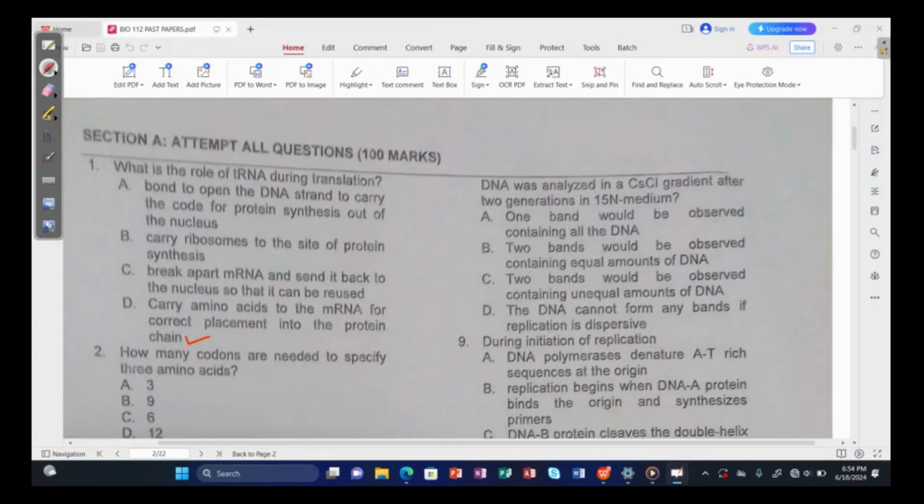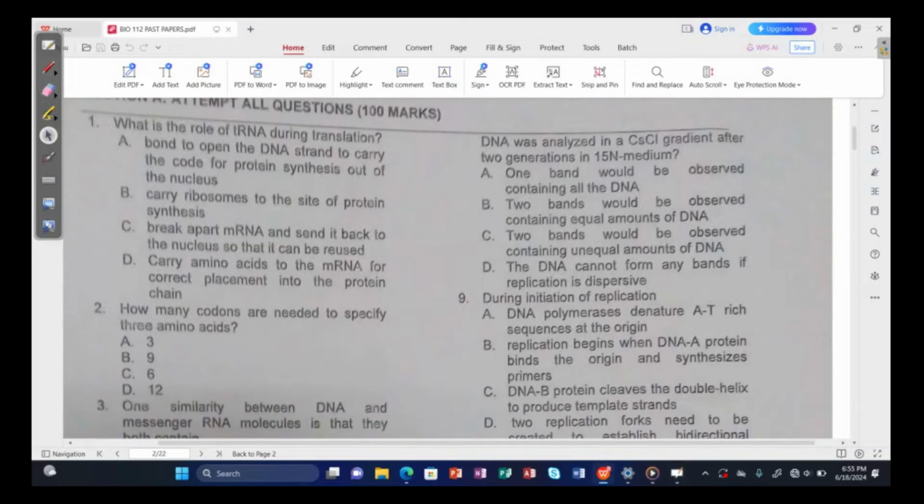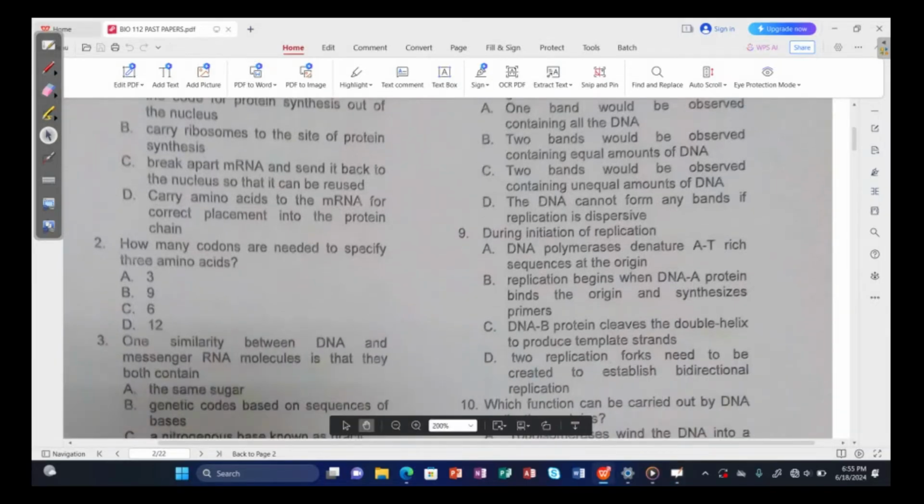So it carries amino acids to the ribosomes. This is where the mRNA is at this point. You have the small and the large subunit, then in between you have the messenger RNA. The ribosomes will be able to read the base sequences on the mRNA. Then the tRNA responsible for a particular amino acid is going to go into the cytoplasm to pick that amino acid. So that's its function.